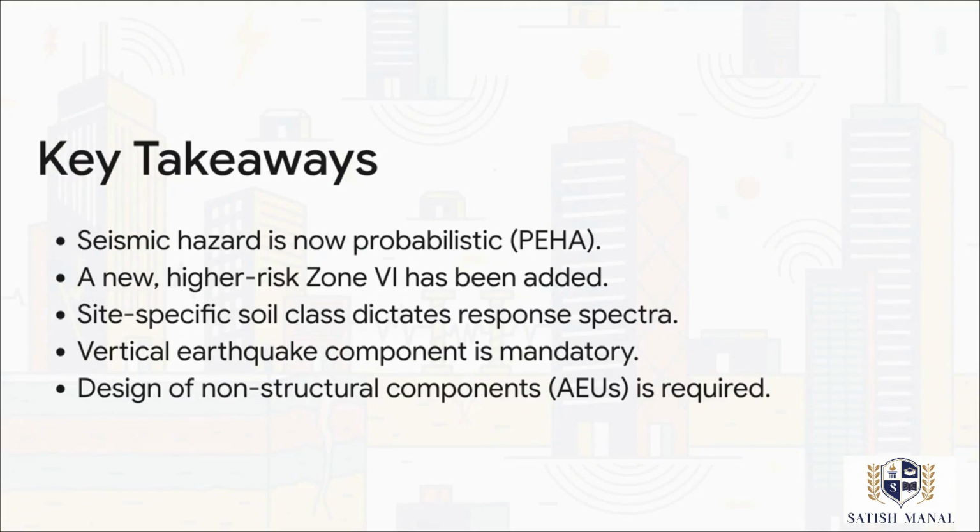So, to wrap it all up, here are the 5 biggest takeaways you absolutely need to remember. 1. The hazard assessment is now probabilistic. 2. We have a new, very high-risk Zone 6. 3. The soil at your specific site is now a critical input that drives your response spectra. 4. The vertical component of an earthquake is mandatory in your designs. And 5. Our design responsibility has officially grown to include non-structural elements.